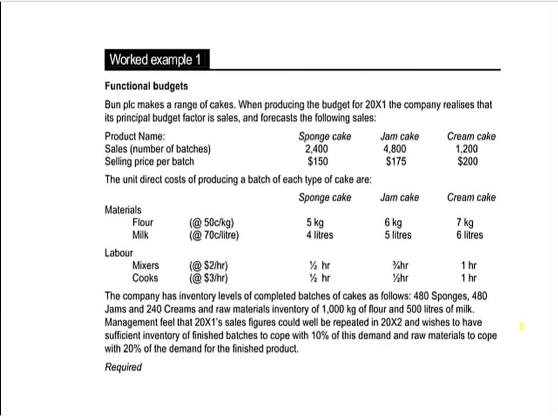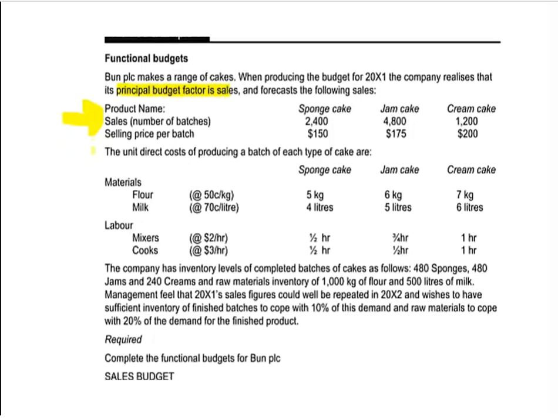In worked example 1, the principal budget factor, remember the thing that's constraining us, is sales. So we're given information then about forecast sales for the 3 different types of cakes: the sponge cakes, the jam cakes and the cream cakes. And that will be the starting point then for all of our budgets. We're also given information about the materials needed and the labour needed to manufacture each type of cake. And we're given inventory levels.